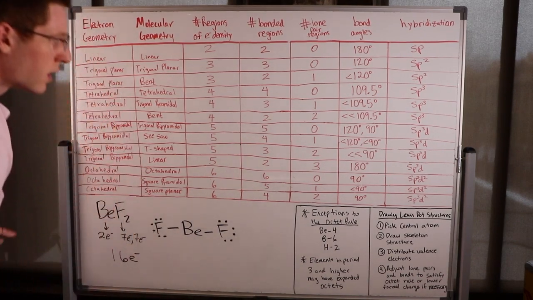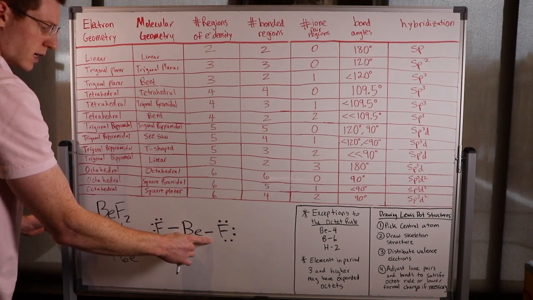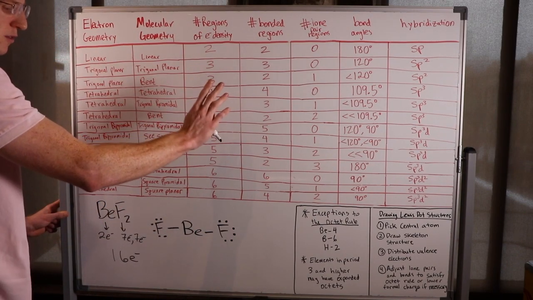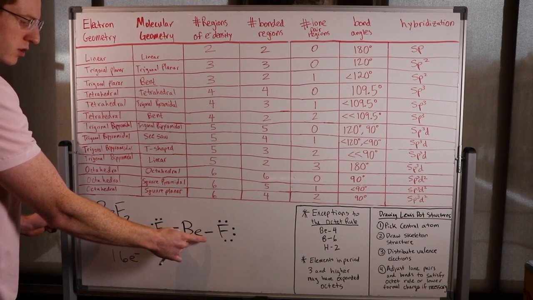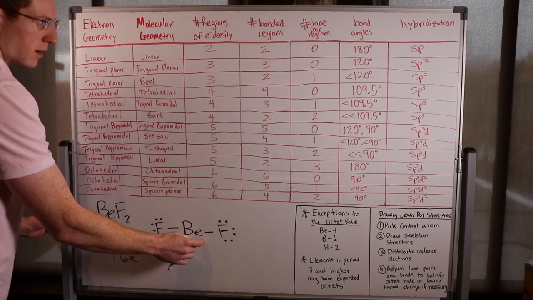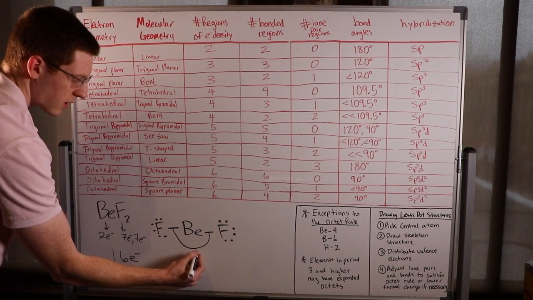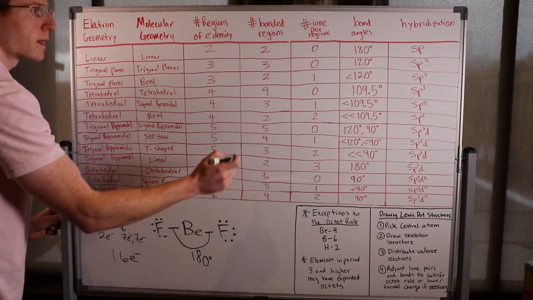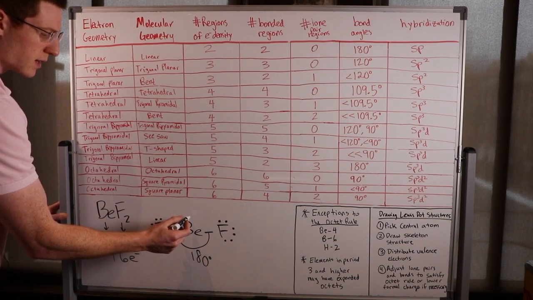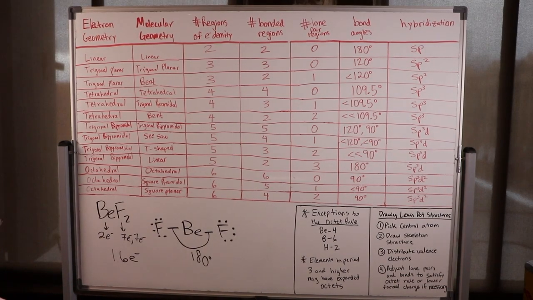So notice how the rest of the row matches up. There are 2 bonded regions. And remember, this chart is all in reference to the central atom. There are 2 bonded regions to beryllium, 0 lone pair regions on the beryllium. The bond angle here is actually going to be 180 degrees. And the hybridization on the beryllium is sp. So let's move on to another example.